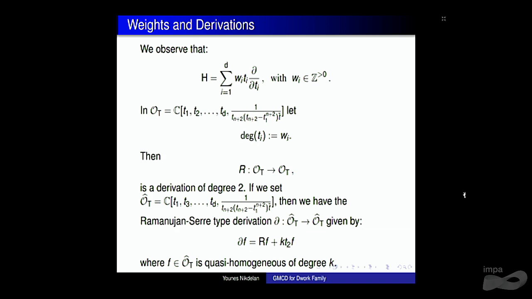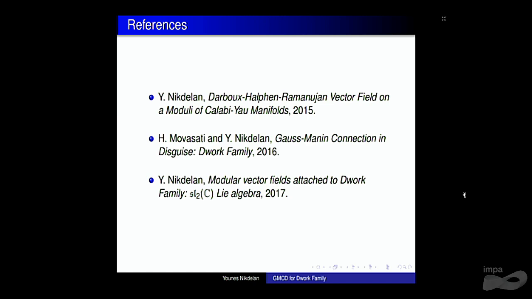So the references are basically: the first one is my thesis. The second one is with Hossein, where we worked on the Dwork family and found the vector field and the solutions. And the third one, where I worked on the Lie algebra and found this SL2C.